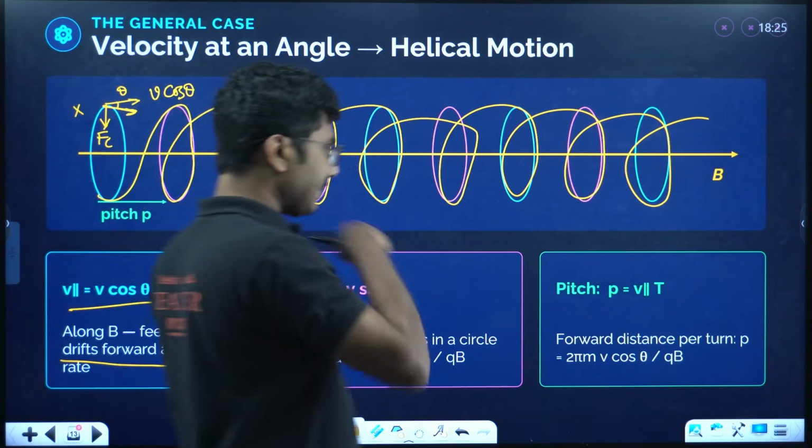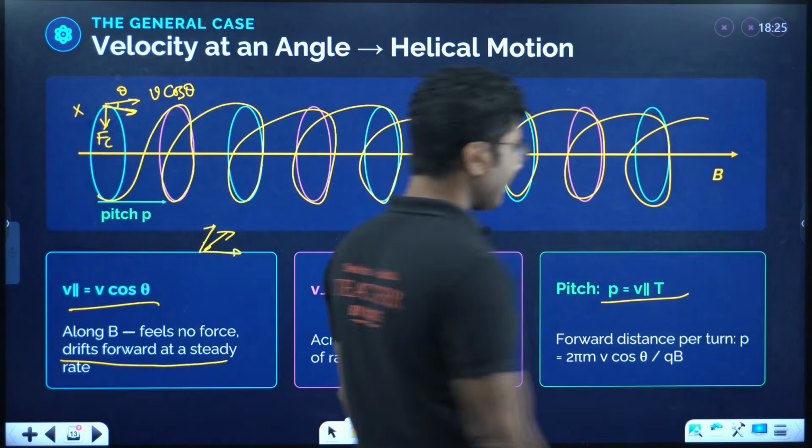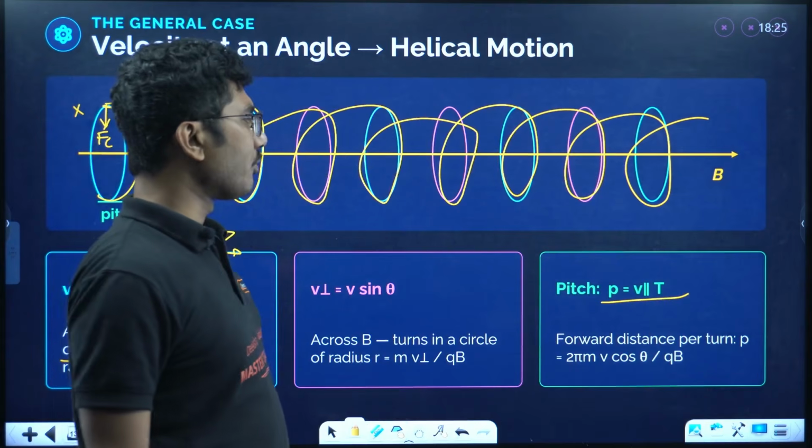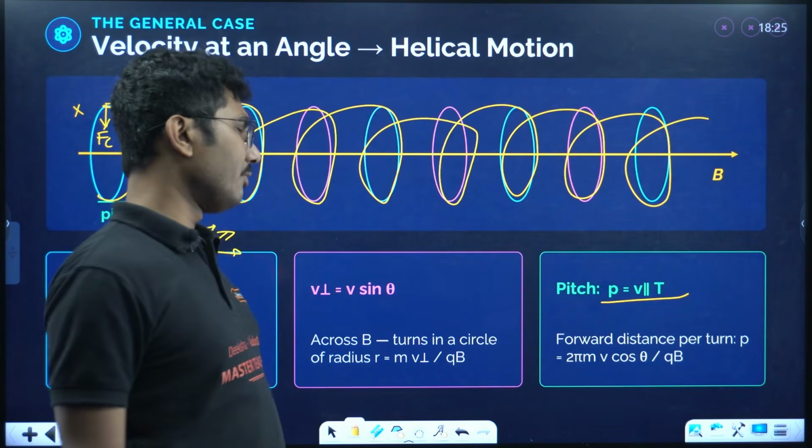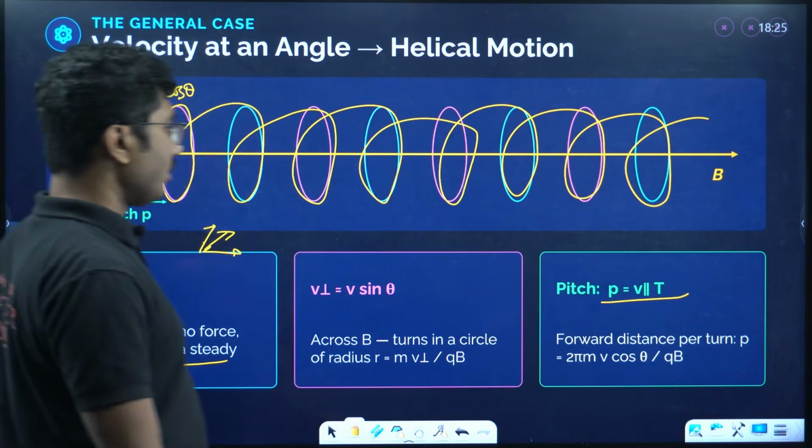Okay, pitch is given by V parallel times T. So the forward distance per turn, which is called pitch, is 2 pi m V cos theta by qB. Okay, so this is called pitch.